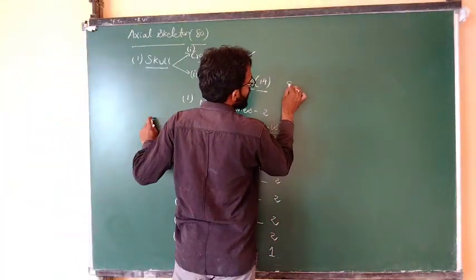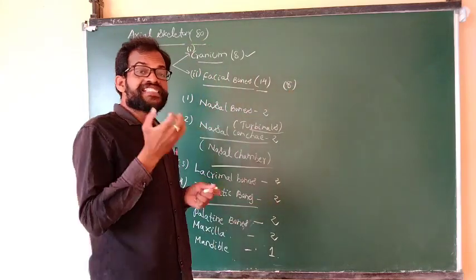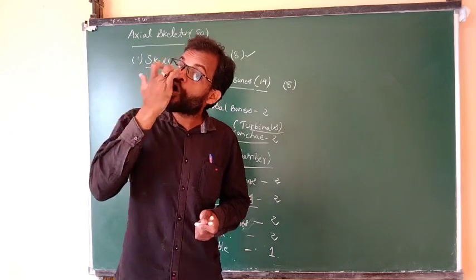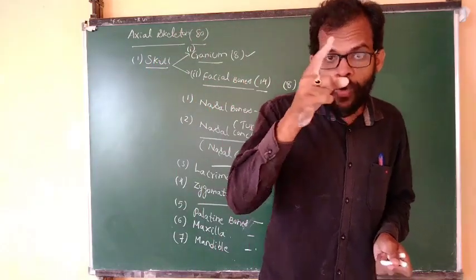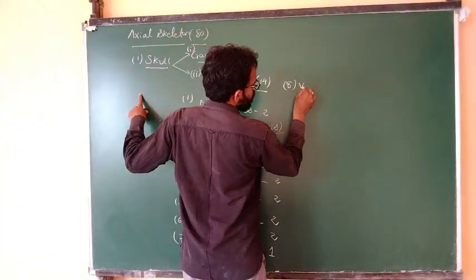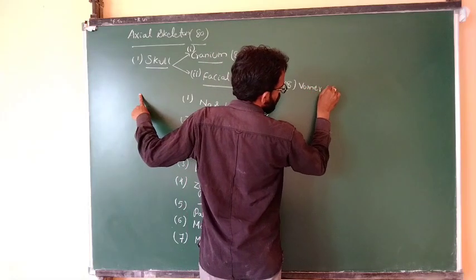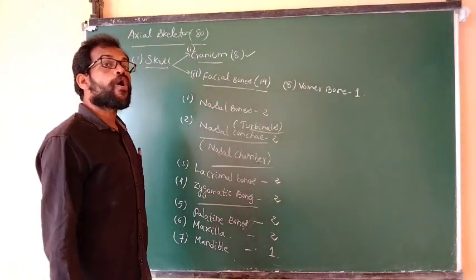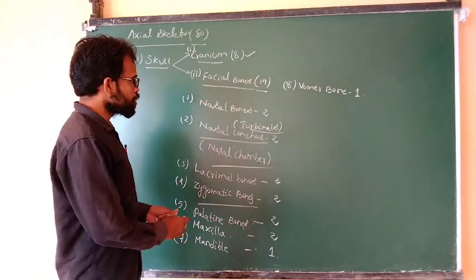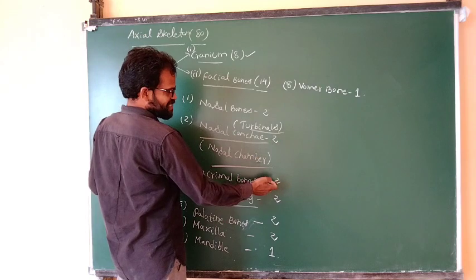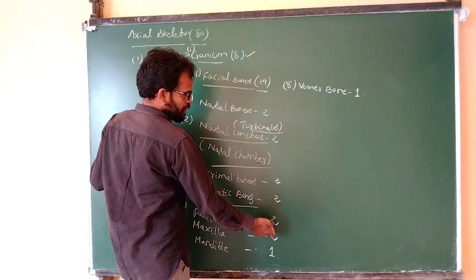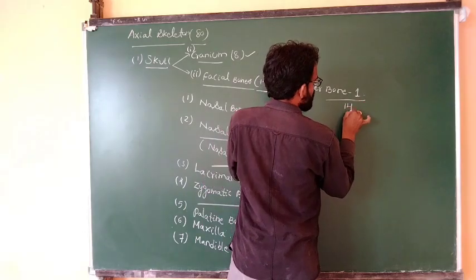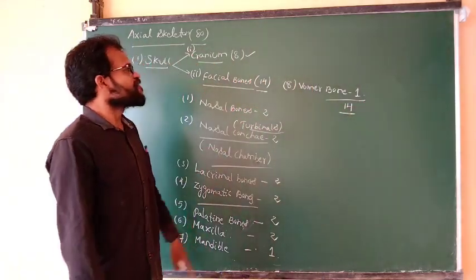And what is the next one? It is the vomer bone. See here, the tip of the nose. It is the vomer bone. What is the bone? Vomer bone. 2, 4, 6, 8, 10, 12, 13, 14. The 14 bones are present in the facial bones.